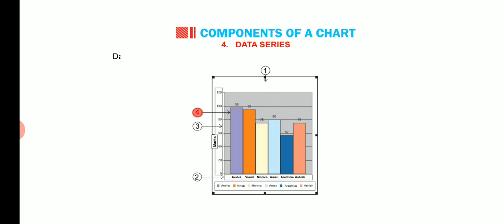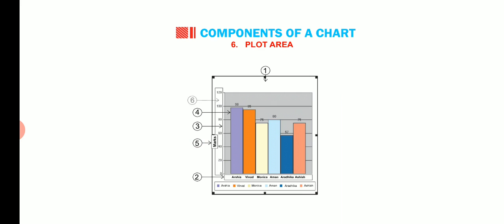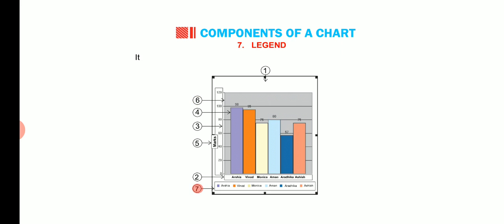Number 4. The data series are the bars, slices, or other elements that represent the data values. Number 5. The category names are the labels which are displayed on the X and Y axis. Number 6. The plot area is a window within a chart area. It contains the actual chart and includes the plotted data series, category, and value axis as well. Number 7. Legend depicts the colors, patterns, or symbols assigned to a data series.